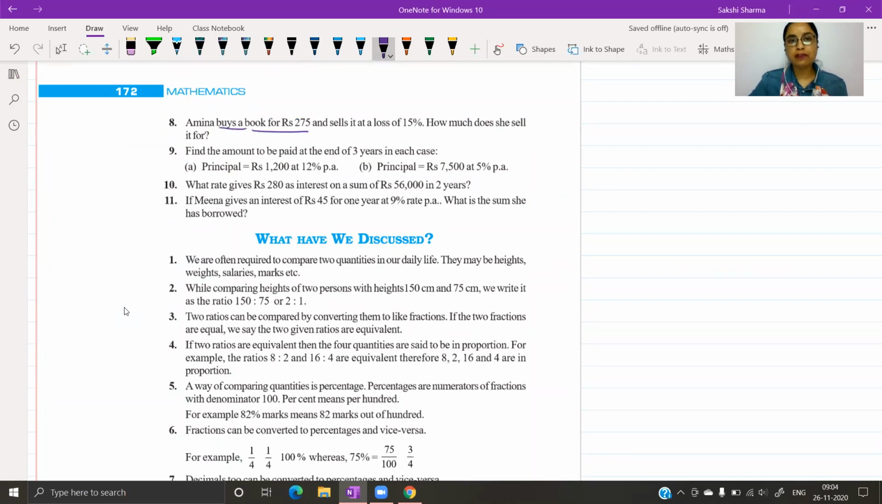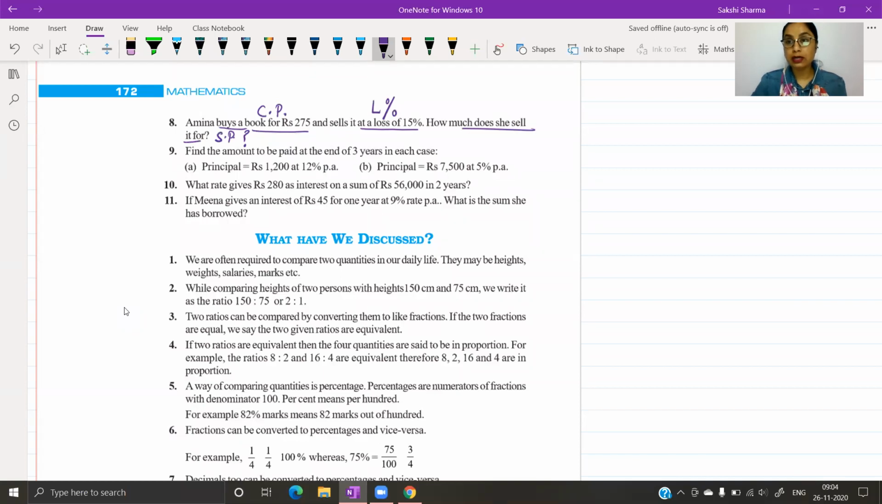So she buys the book for 275, means this will be the cost price. And she sells it at a loss of 15%. You have been given the loss percentage. How much does she sell it for? You have to find out the selling price.